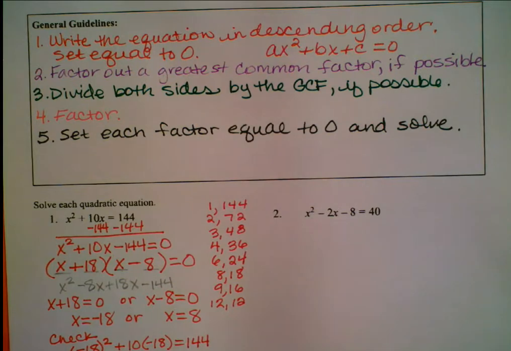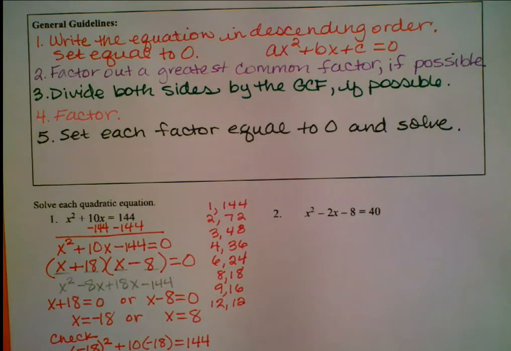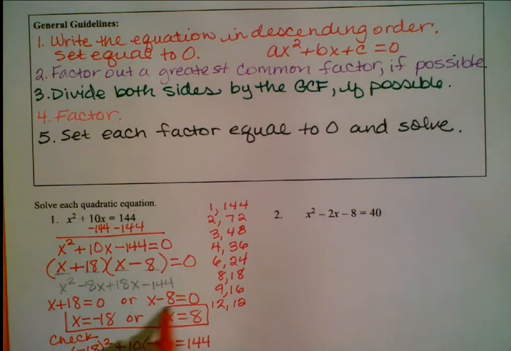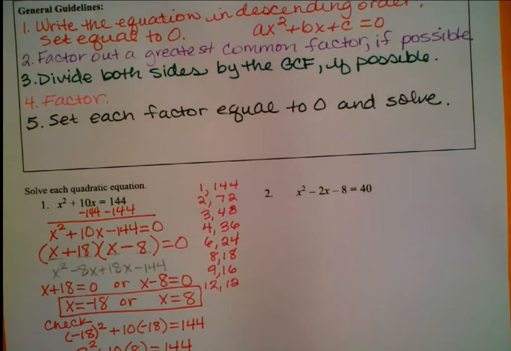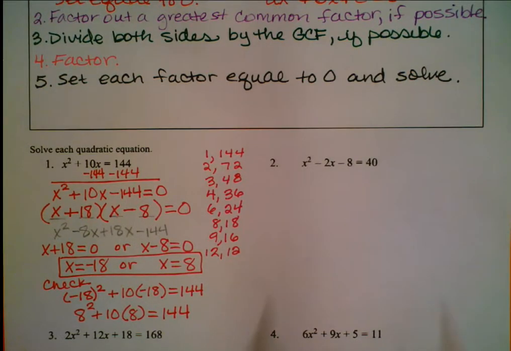Now let's try the 8. We take 8 squared plus 10 times 8. So 64 plus 80 is 144. So in this case, both solutions work, which means they are both answers or solutions to this particular quadratic equation. Kind of ran that off the bottom of the screen. Sorry about that. All right, now let's look at number 2.